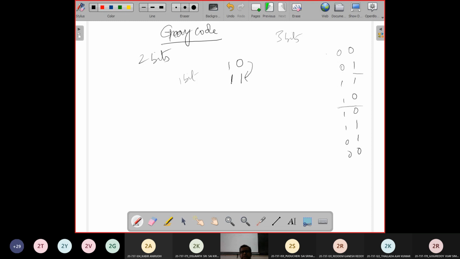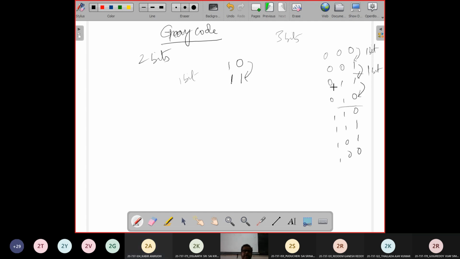Similarly, the third column, what do I do? I put 4 zeros, followed by 4 ones. Now, what do you observe if you go from one pattern to the other? How many bits are changing? To go from this pattern to this pattern, how many bits are changing here? Only one bit is changing. Do you agree? And from this pattern to this pattern? 1 bit is changing.